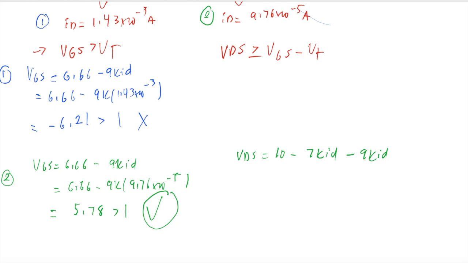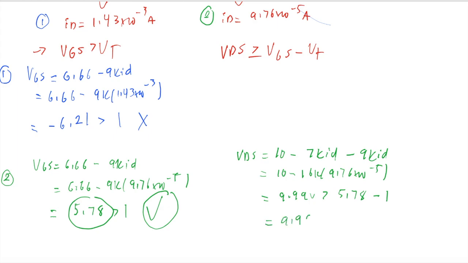So what we can see here, if we plug in 9.76 times 10 to the negative 5, actually we should have simplified that to 16k. We can see that VDS becomes 9.99 volts. And we know that VGS from what we found earlier is 5.78. So we could simply write 5.78 minus VT, minus 1. So is this statement true? 9.99 is greater than 4.78? Yes. So that's how we know that the current is going to be 9.76 times 10 to the negative 5.